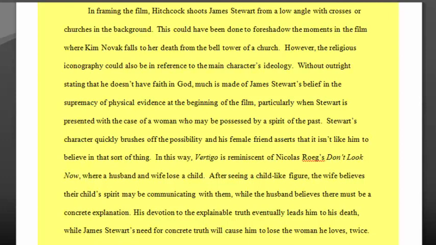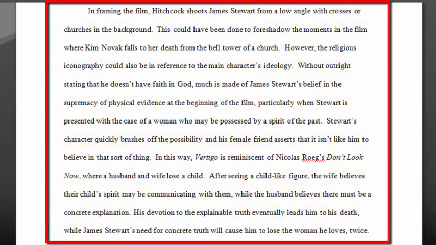Now here we have the conclusion of the paragraph: his devotion to the explainable truth eventually leads him to his death, while James Stewart's need for concrete truth will cause him to lose the woman he loves twice. Again, a well-unified paragraph that makes a compelling argument about a particular aspect of the film, how it was shot, cinematography.